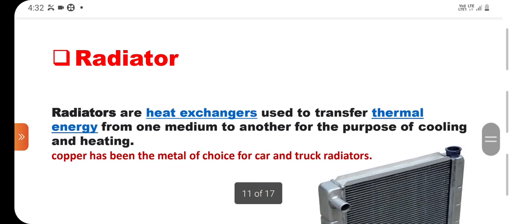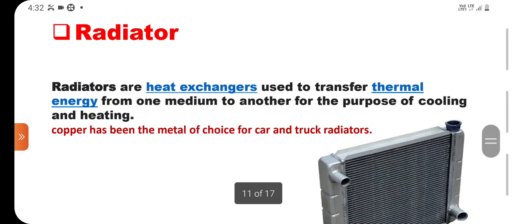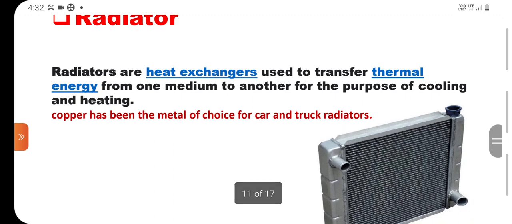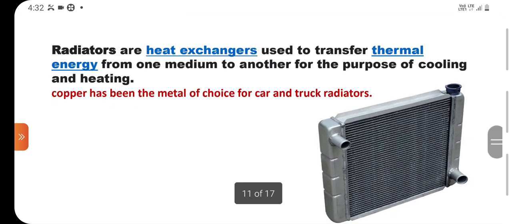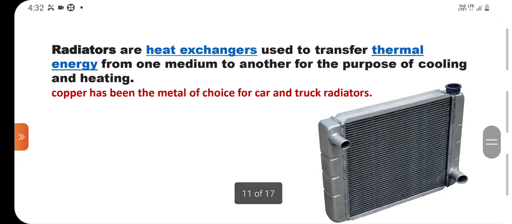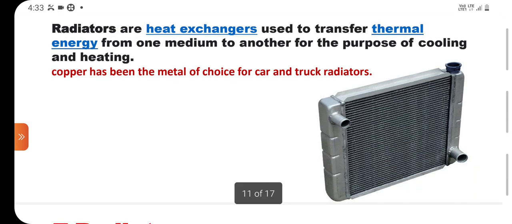The radiator is one of the important components of water cooling systems. Radiators are heat exchangers used to transfer thermal energy from one medium to another for the purpose of cooling and heating. Look at this diagram. In the radiator, there are a number of tubes inserted, and over these tubes pins are provided. Copper material is generally used for the radiator tubes because of its higher thermal conductivity.